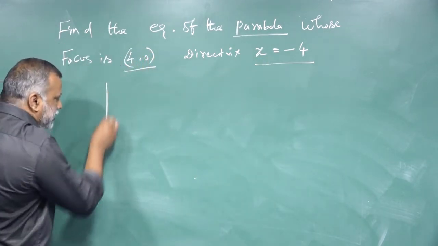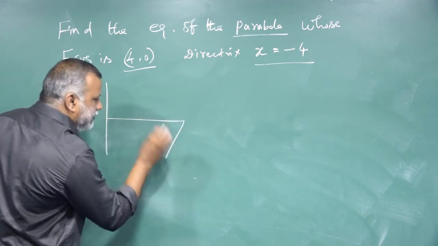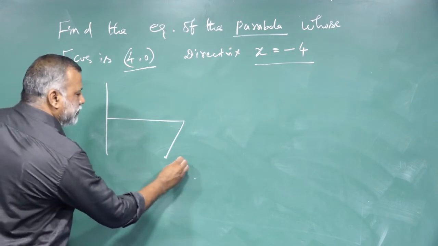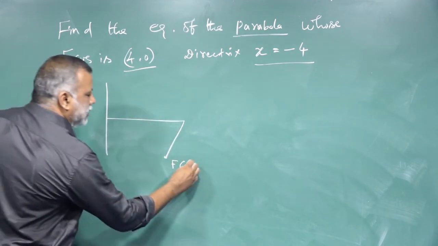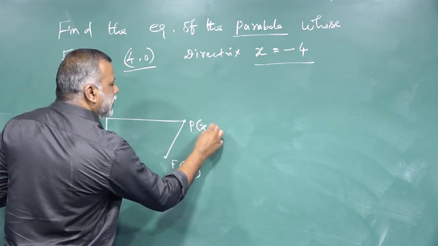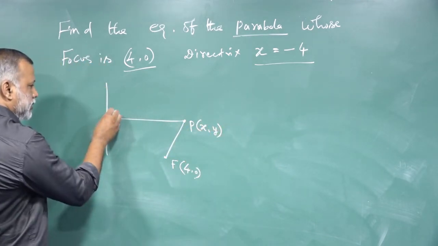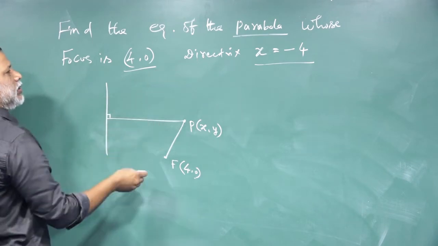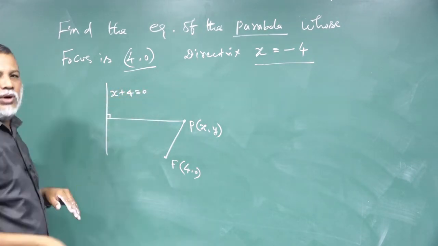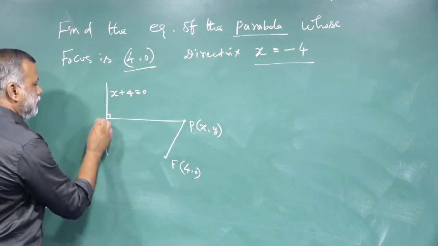Just now I explained it. Use this diagram. This is the fixed diagram for all types of questions. So this is the focus. What is the value of the focus here? (4, 0). This must be P of (x, y). Then this is the directrix. x equal to minus 4, I can write like this, x plus 4 equal to 0. Both are the same. So this is the PM.